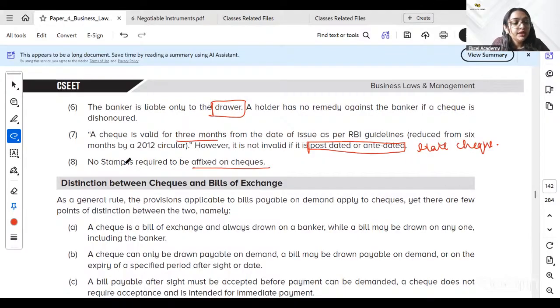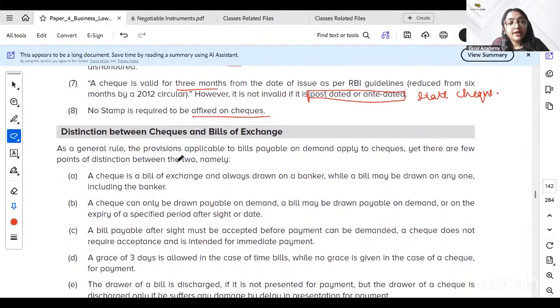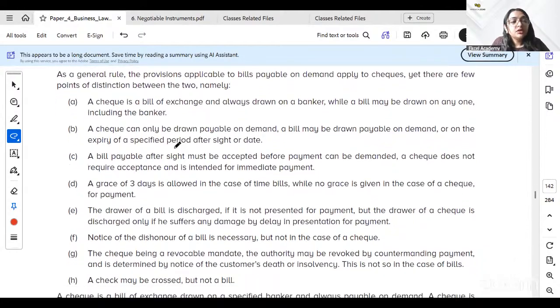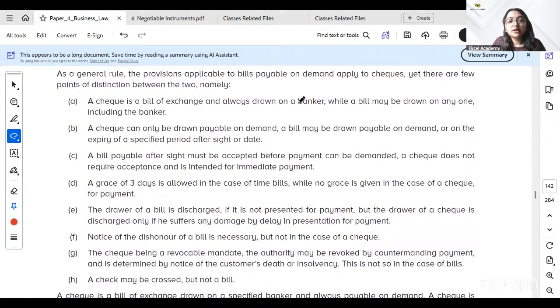Distinction between your check and your bill of exchange. As a general rule, the provisions apply similarly. What is the difference? Time and again, we've been understanding your check is drawn upon by a banker. Bill may be drawn on anyone, including the banker. So you can always draw bill of exchange on your banker, but by default, your check is drawn upon a banker.